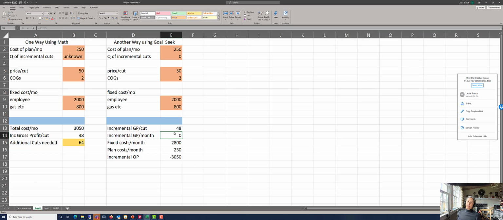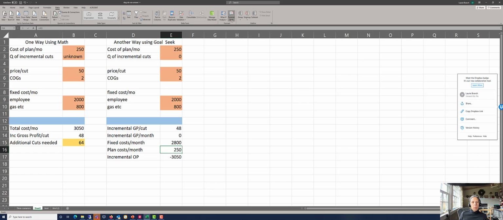But right now with 0 in there, because we don't know what the number is, we're going to set it at 0. Our fixed costs per month are $2,800. Our planned costs per month are $250. And those are just formulas, adding these two things and pulling down that number. So our incremental operating profit, if we don't sell any additional cuts, is we're going to lose $3,050 a month.